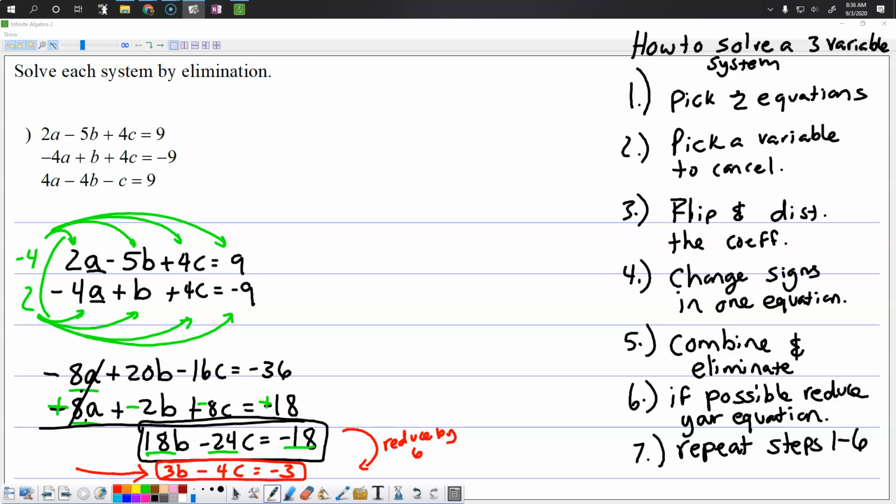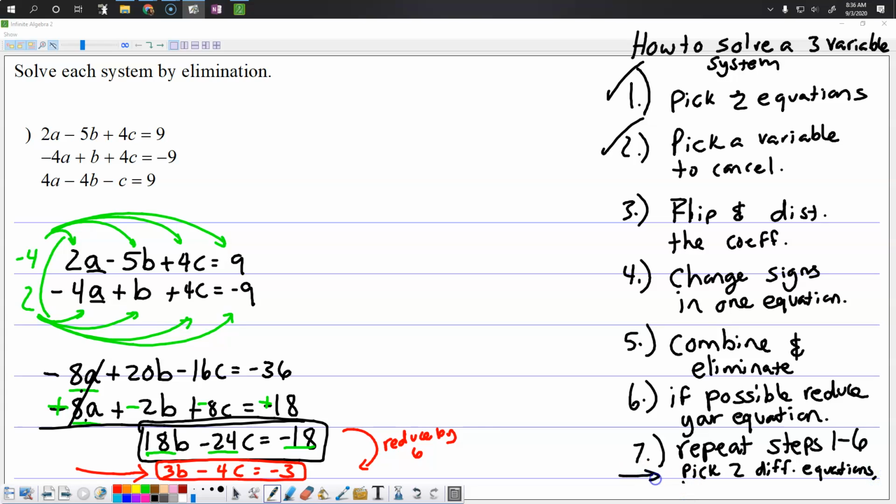Okay, we're going to pick 2 new equations. You don't want to pick the same equations you picked last time. So pick 2 different ones. And you're going to pick a variable to cancel. But this time, you need to pick the same variable. You want to cancel out the same one you canceled the first time. So I canceled out the a's. I want to make sure that we cancel out the a's again. So when you repeat steps 1 through 6, you want to pick 2 different equations, but cancel the same variable.